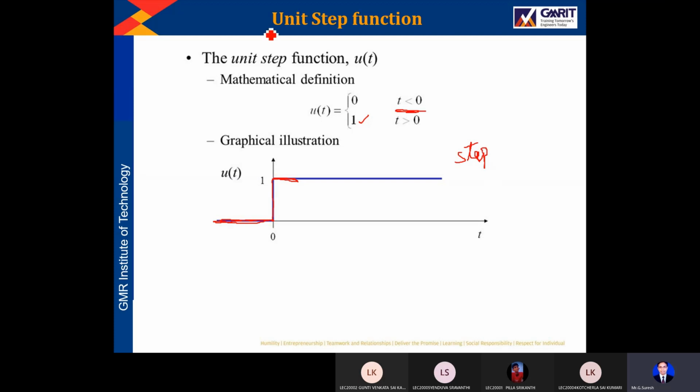Now comes the point, what is this unit? Unit represents the magnitude. So we are defining that the unit step function will take the amplitude of only 1. Then it is said to be the unit step function.